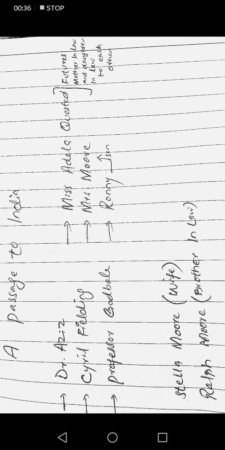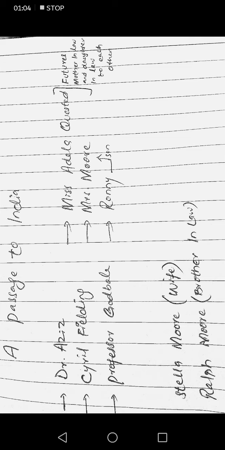Its setting was Chandrapur, India, and the novel starts in the early 20th century, at the time when India was under the colonization of the British. So let us come to the plot summary of A Passage to India.